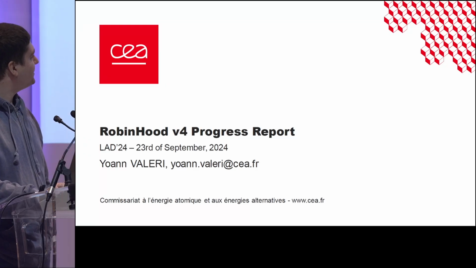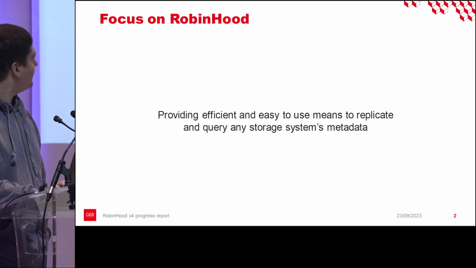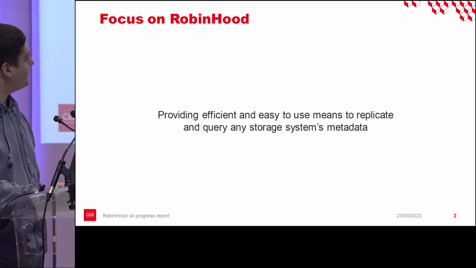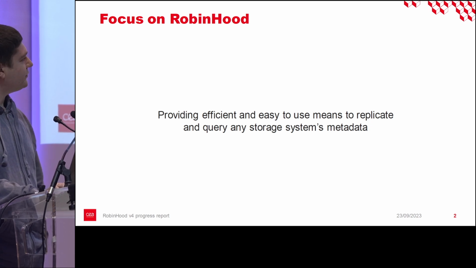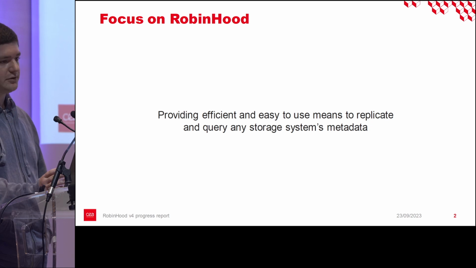I'm back once again this year to present to you the RobinHood V4 progress report. And let's start into it. So first, a reminder about the goal of RobinHood overall. It aims to provide efficient and easy to use means to replicate and query any storage system metadata. These storage systems include mainly file systems like Lustre, but can now also include object stores or databases.